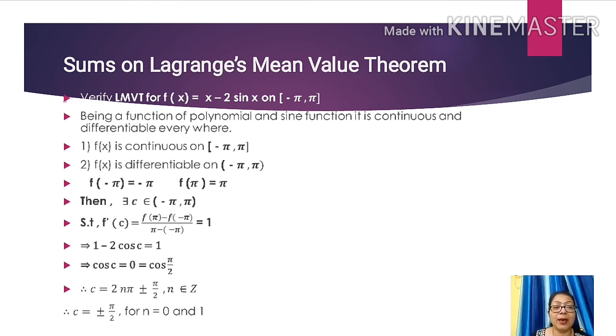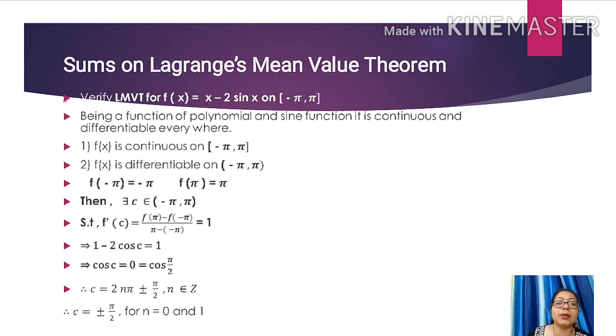Now there should be one c belonging to the open interval (minus pi, pi) such that f dash c is equal to (f pi minus f of minus pi) by (pi minus (minus pi)). If we put the values of f minus pi and f pi, the numerator is 2 pi and the denominator is 2 pi, so the answer is 1 after cancellation. Now f(x) is x minus 2 sin x, so f dash x is 1 minus 2 cos x. So 1 minus 2 cos c is equal to 1, the 1 cancels, cos c is 0, which we can write as cos pi by 2.